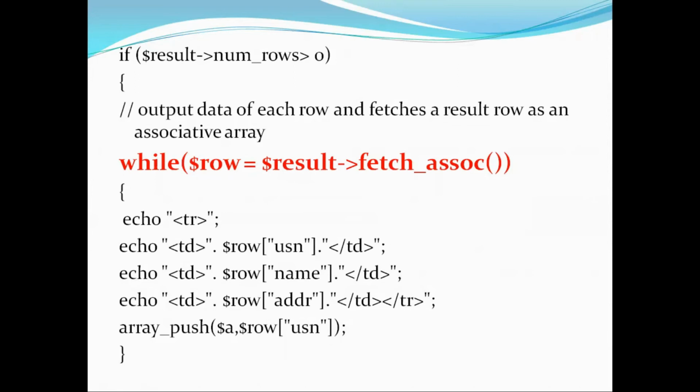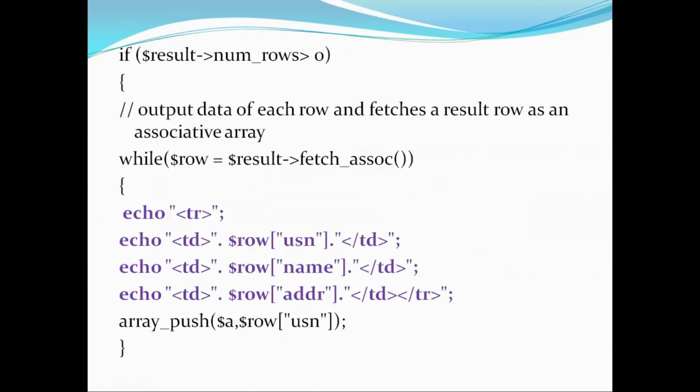First, we are checking the condition, whether the rows are present in the table or not. If it is greater than 0, then we start printing the records which were entered using the insert command in the database. After that, we created the table row.